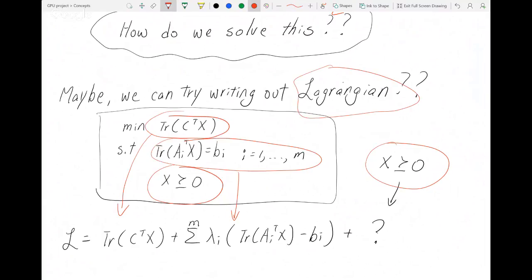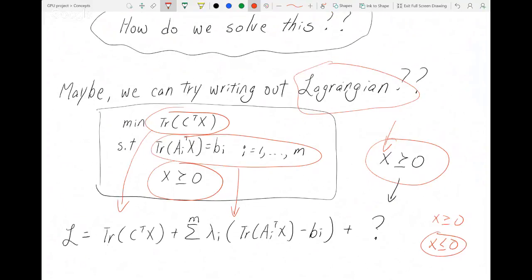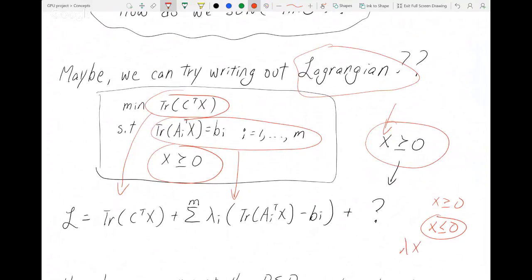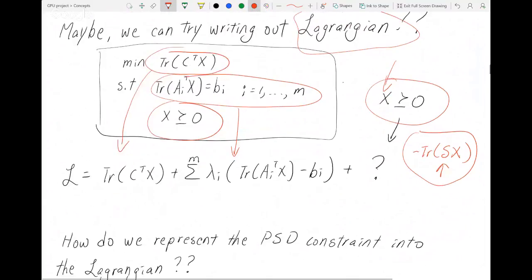If x is not a matrix but just a value, and x is greater than 0, what we would normally do is turn it into negative x less than or equal to 0 and set that condition with some kind of lambda x. We would normally do it with just a scalar. With a matrix, it's actually very similar. You end up getting a negative trace of S times X, where S is a matrix as well. To make this more clear, let's go over how that came about.